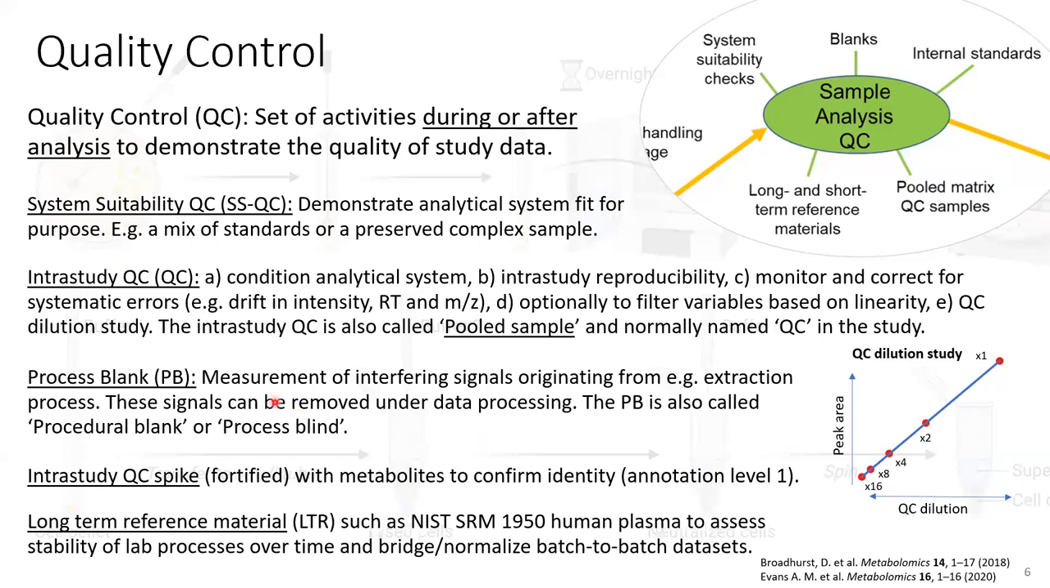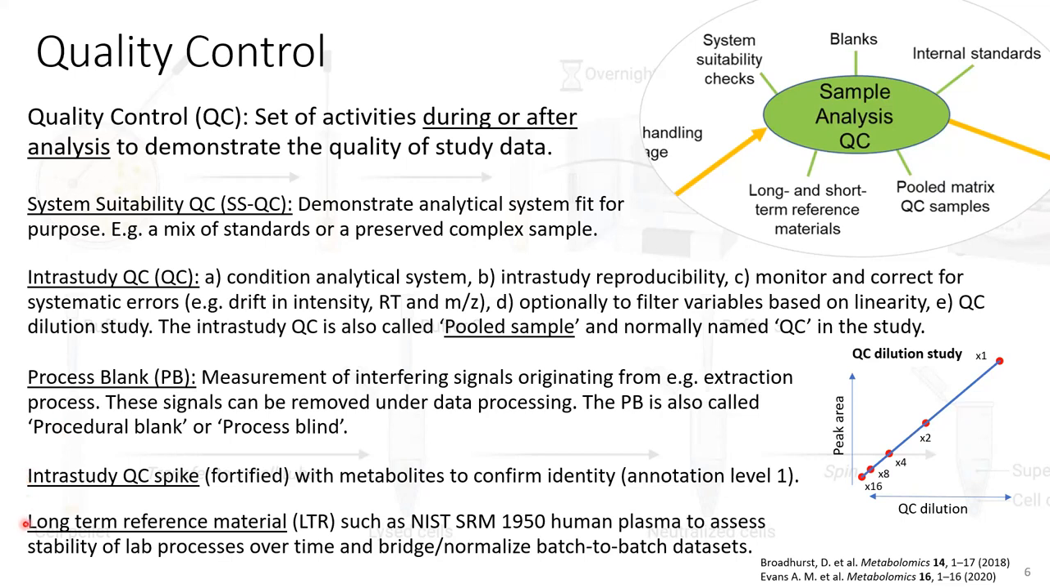Then there's process blanks or procedural blanks or process blinds. It's very important, because maybe there are things you introduce during your sample prep or handling of samples, and then you can filter out this signal from the samples. And then you have maybe a QC spike sample also, where you fortify the pool sample with some metabolites to confirm the identity of metabolites.